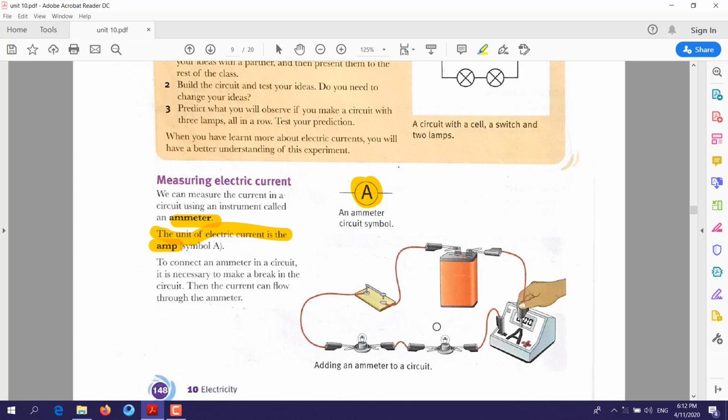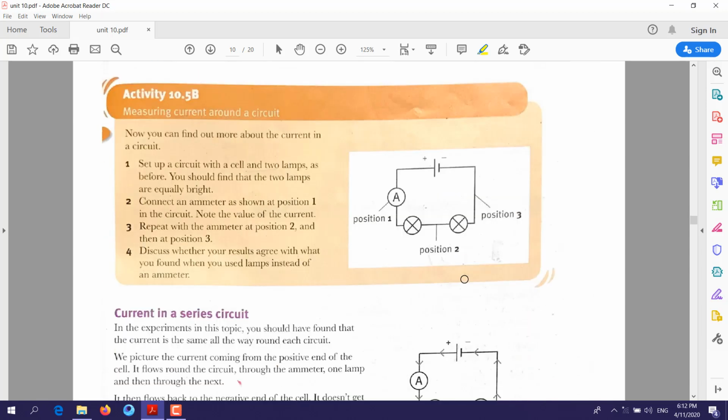So as you can see here, what do we have? We have the cell, switch, bulbs, and a meter. So here we will measure how much electric current is flowing in this electric circuit.